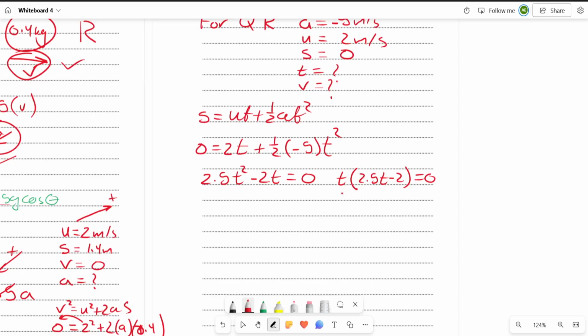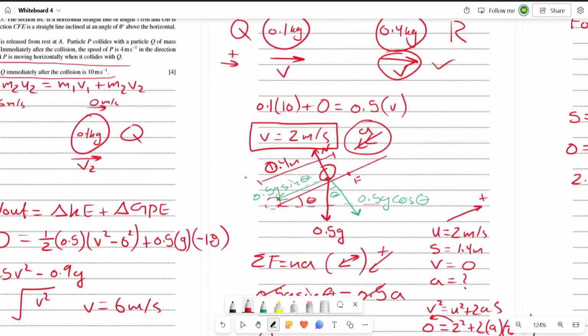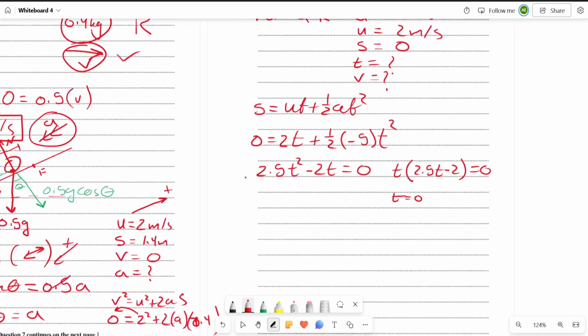So two solutions. First one when t equals 0. And this is obvious because our displacement at the beginning was 0. And the second answer is going to be when 2.5t minus 2 equals 0. So 2.5t equals 2. Divide by 2.5, t equals 2 divided by 2.5, which is 0.8 seconds.